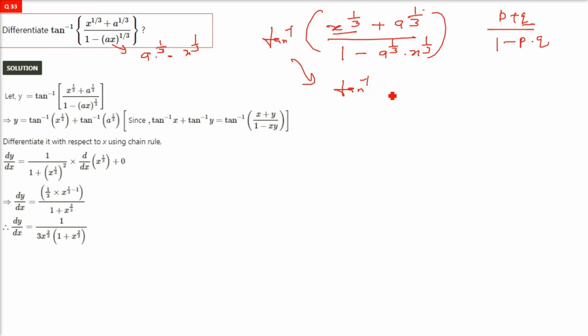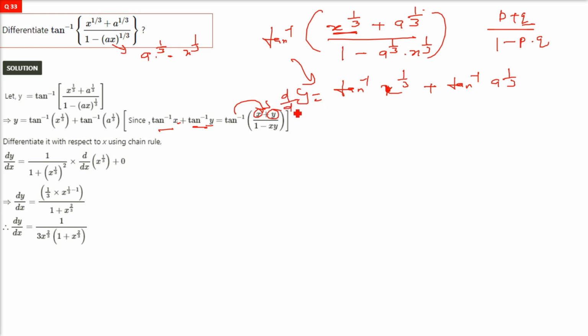What is p here? x to the power 1 by 3. What is q here? It is a raised 1 by 3. So tan inverse x to the power 1 by 3 plus tan inverse a to the power 1 by 3, divided by, this comes as tan inverse a plus tan inverse b. So this is how we have been using and utilizing this formula a lot. Now it will be clear to you.